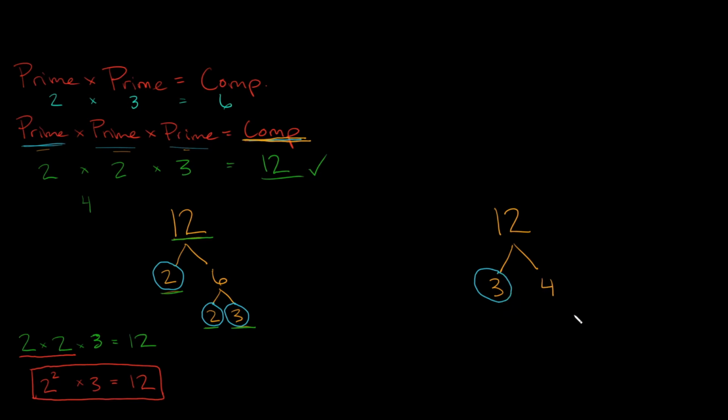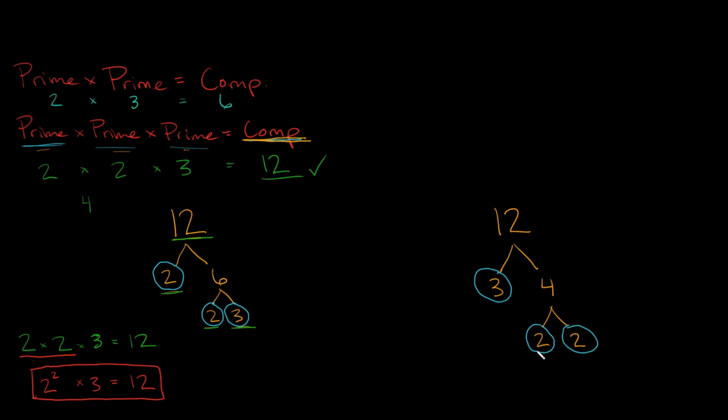Is the number 4 prime? No, the number 4 is composite, right? So we can keep breaking this one down. I'm going to break this one down into 2 times 2, right? 2 times 2 is equal to 4. So I'm going to ask myself again, do I have any prime numbers now? Yes, I do. 2 is a prime number, right? So I'm going to circle both of these 2's.